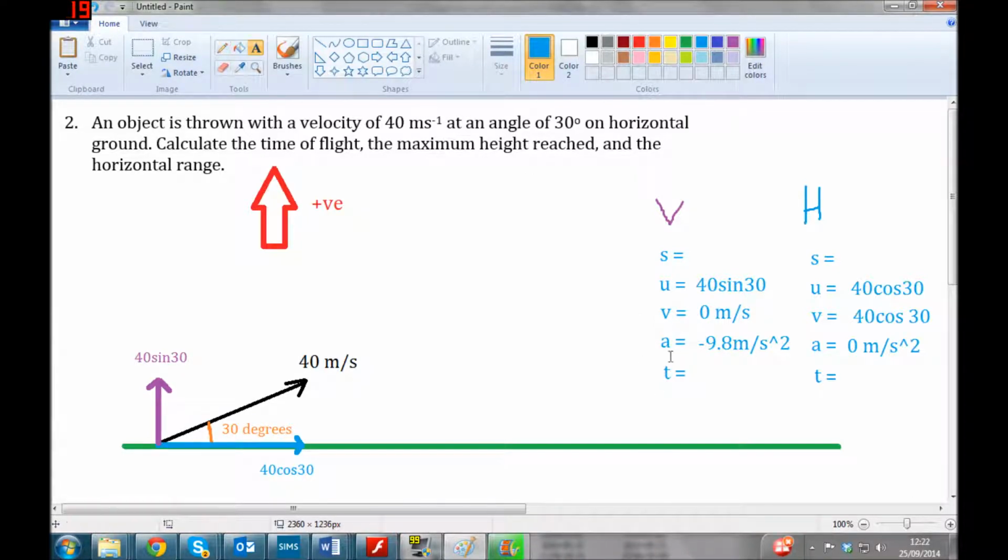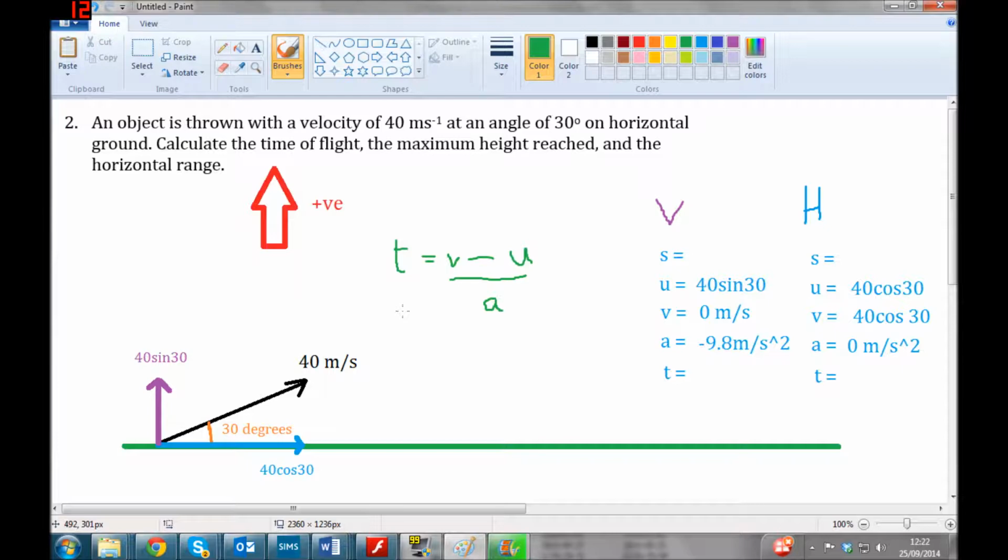We're going to use v equals u plus at. It's going to rearrange to give t equals v minus u over a. Okay, that's going to be the values we're going to use. So 0, take away 40 sine 30, divided by minus 9.8. You can see that because this is a takeaway, and because this value is negative anyway, we end up with a positive number as our solution for t. We'd be in trouble if we got a negative value for t.